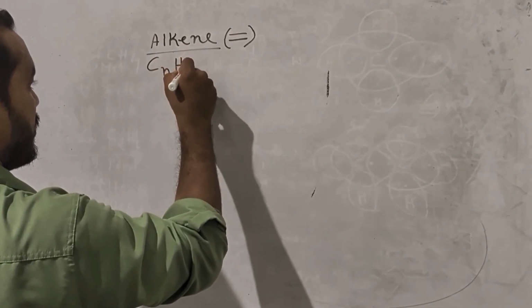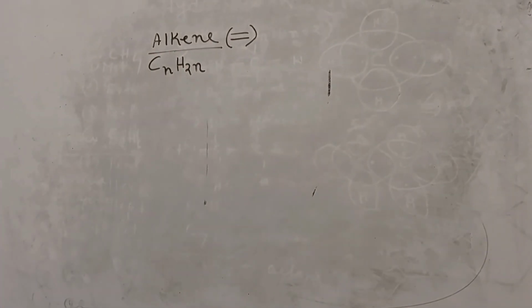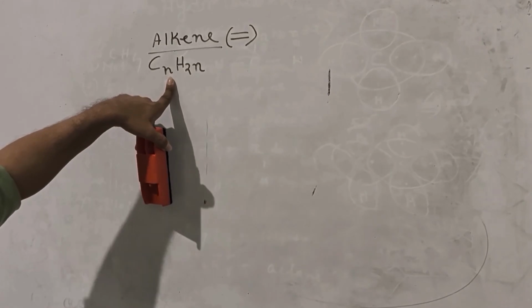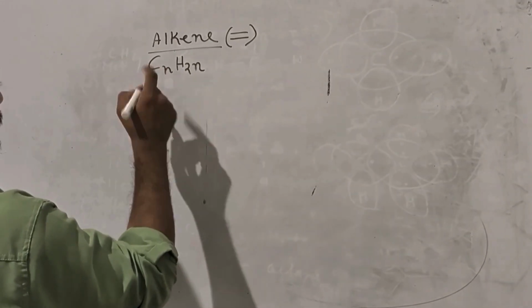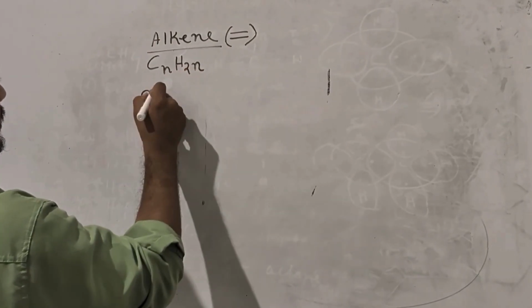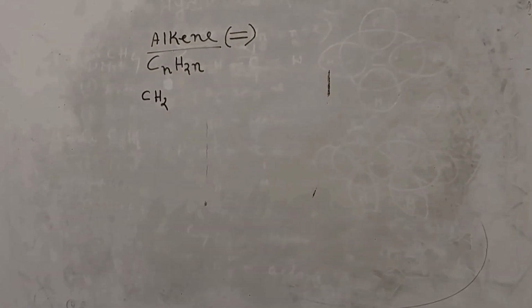CnH2n. This is the general formula of alkene. In the same way as in alkane, n represents the number of carbon atoms in a carbon chain. So if I place 1, it will be C1H2. Now you try to draw it.